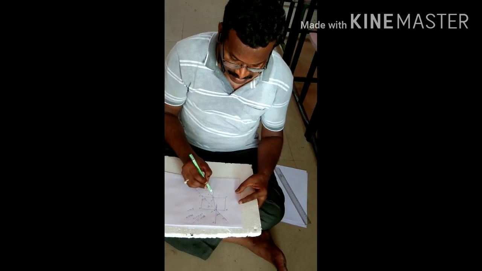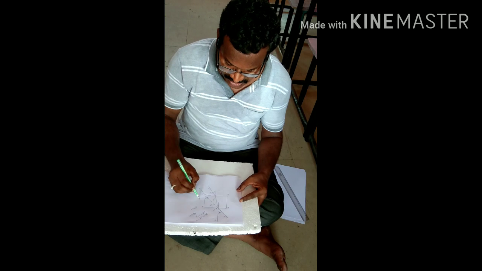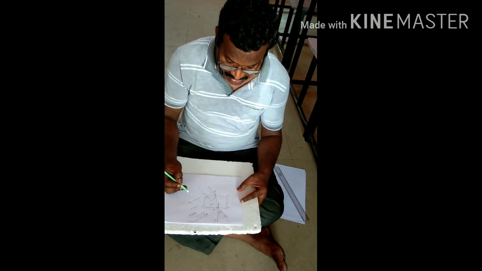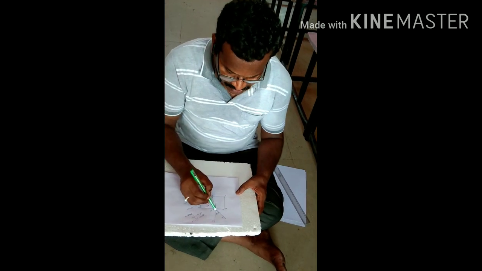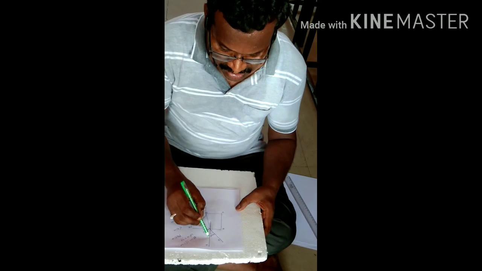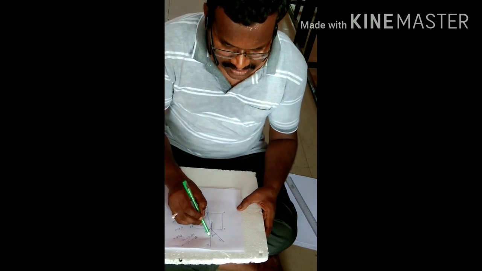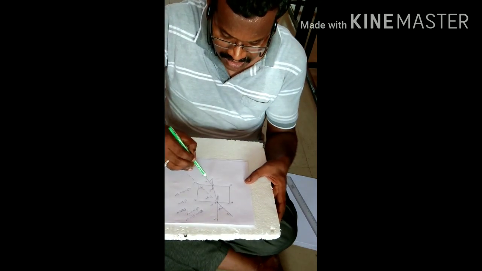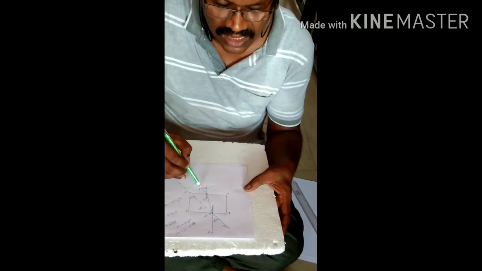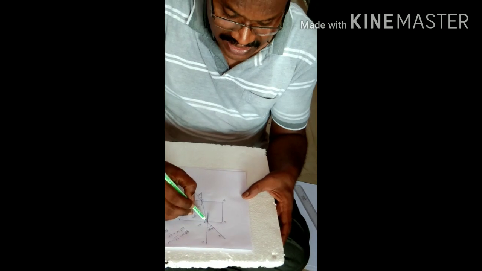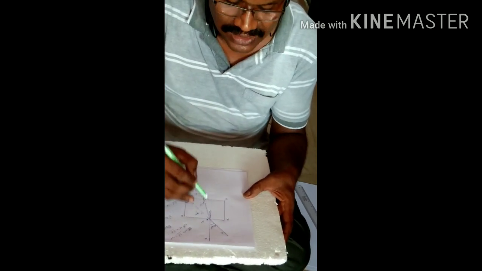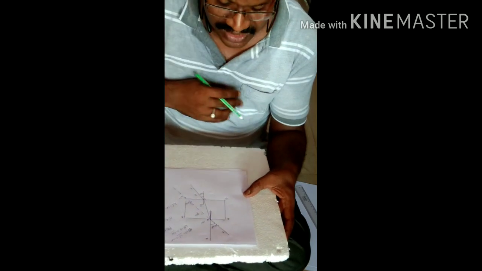Here the angle of emergence is also 40 degrees. That means angle I is equal to angle E is equal to 40 degrees. The angle between the incident ray and the normal is called the angle of incidence. The angle between the normal and the emergent ray is called the angle of emergence. The angle between the normal and the refracted ray is called the angle of refraction.